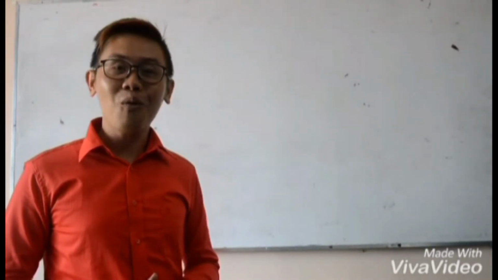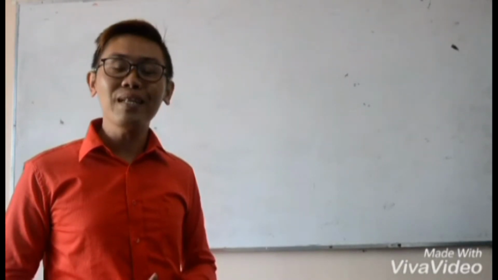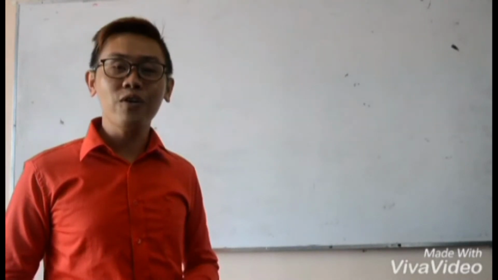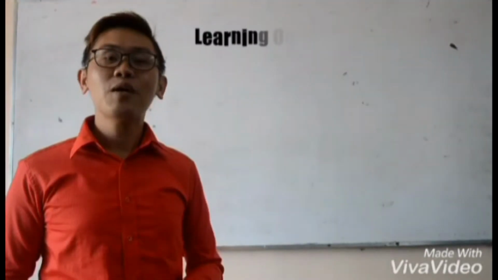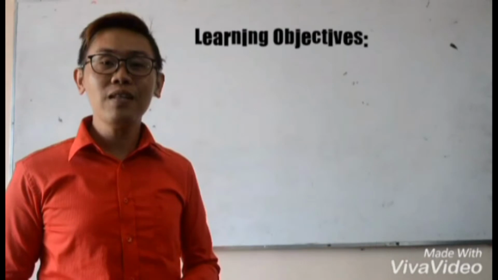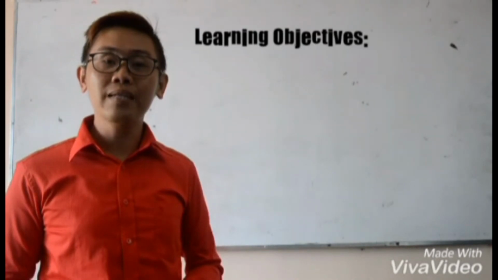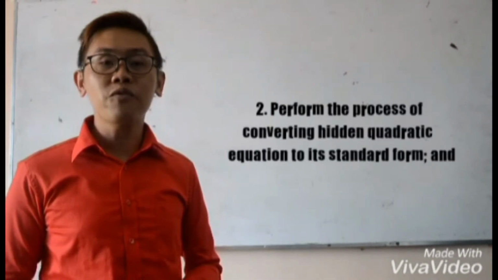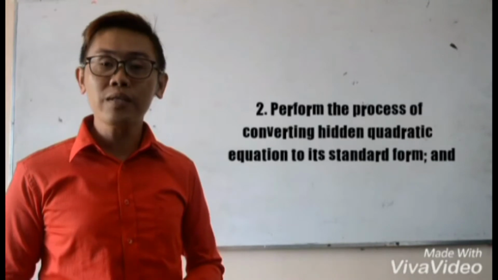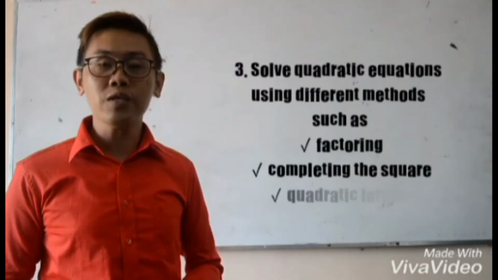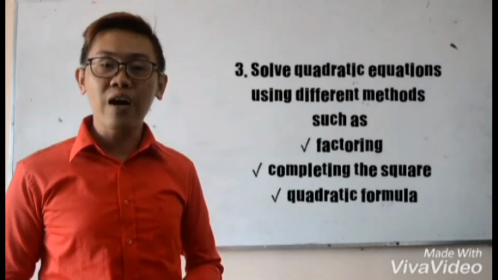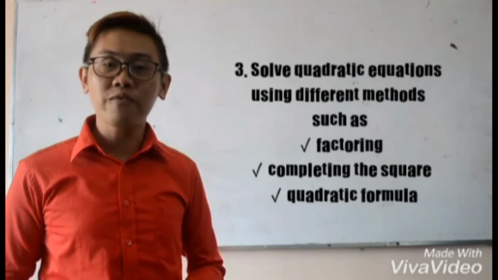Who among you could guess what our topic is today? That's right. We will be dealing with quadratic equations. But before we start our lesson, let's have first our objectives. The objectives of the lesson: at the end of the lesson, 90% of the students can identify the forms of quadratic equation, perform the process of converting the hidden quadratic equation to its standard form, and apply the procedure on solving quadratic equations using the different methods such as factoring, completing the square, and quadratic formula.